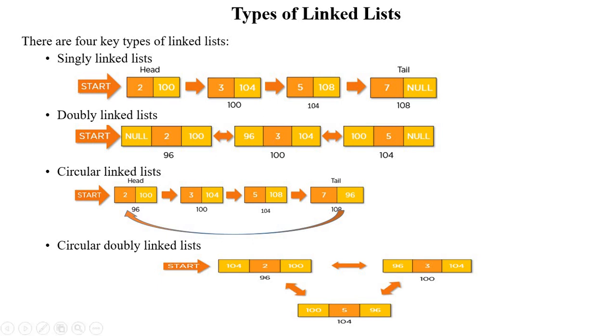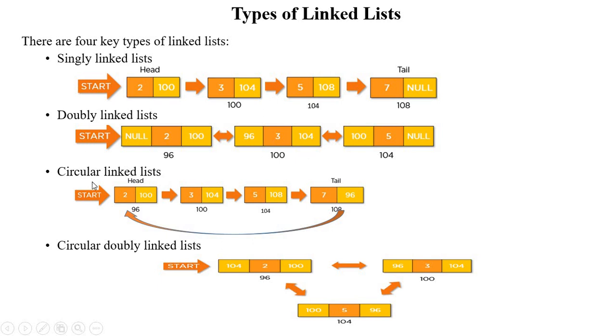And look at the second node. In the previous part I'm mentioning 96, which means my previous data is available at memory location 96. The data part, the data is 3, and next is 104. The next element is available at memory location 104.